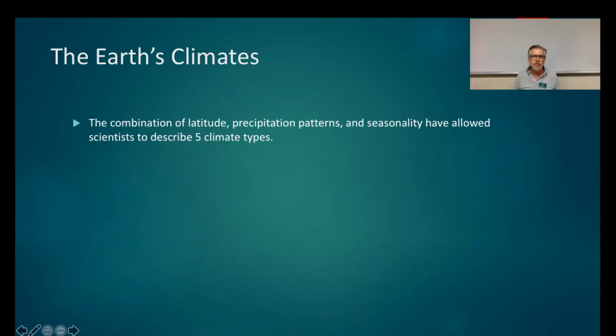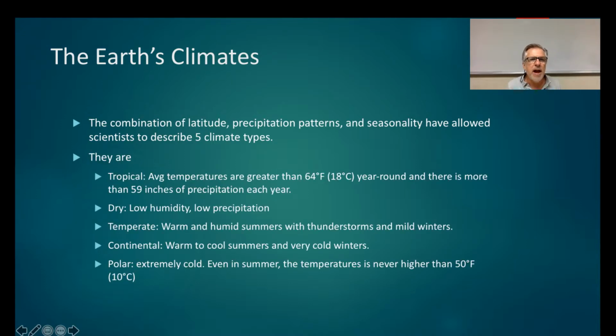To understand the Earth's climate, we have now seen a number of effects, and clearly you're not going to have the understanding that somebody who spent a year or three in a university studying climate in a meteorology program would. But you will now understand that the combination of latitude, precipitation patterns, and seasonality create climates. And climate scientists actually describe 5 climate types. They are tropical. In tropical climates, the average temperature is greater than 18 C, which is about 64 degrees, so average is greater than that year-round, and there is more than 59 inches of rain.